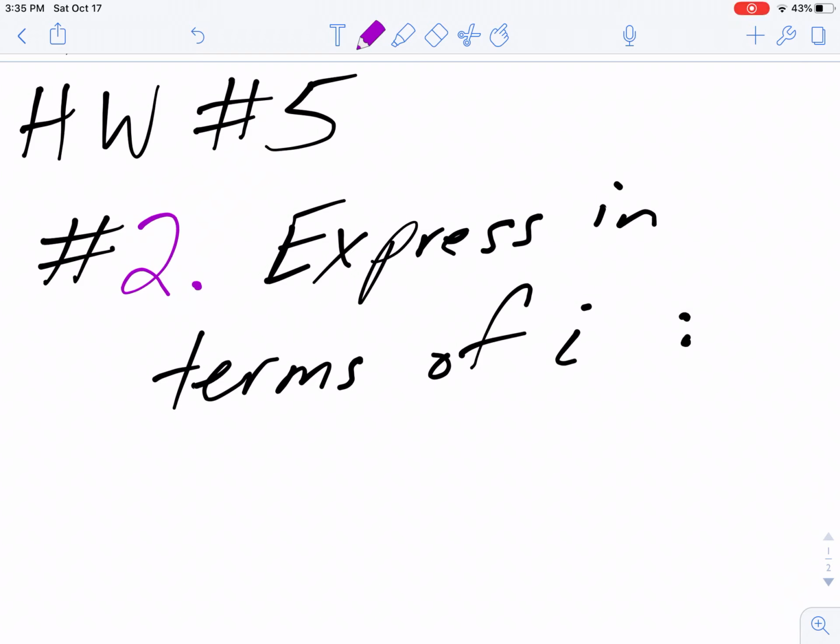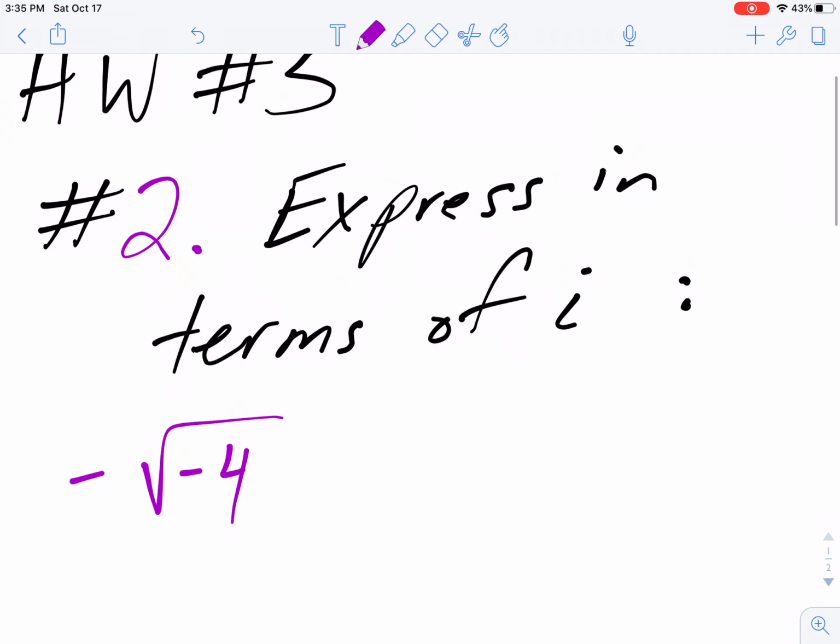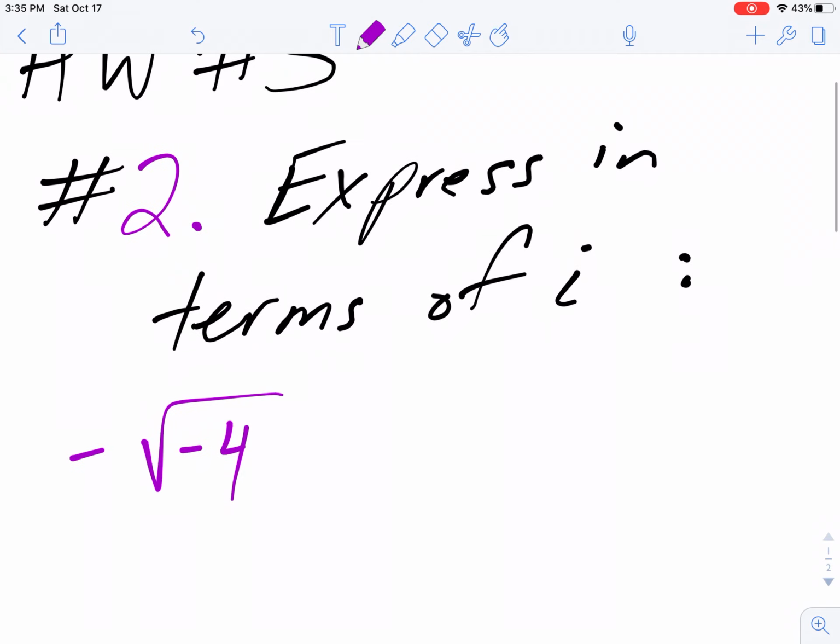Well, number 2 asks the same thing as number 1: express in terms of i. On my homework, they give me negative square root of negative 4. So the most common mistake is to bring that negative inside. You can't do that. You can't do that with radicals. So what you need to do is reduce this radical expression.